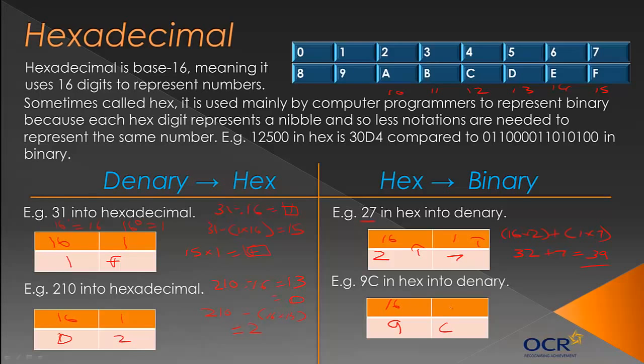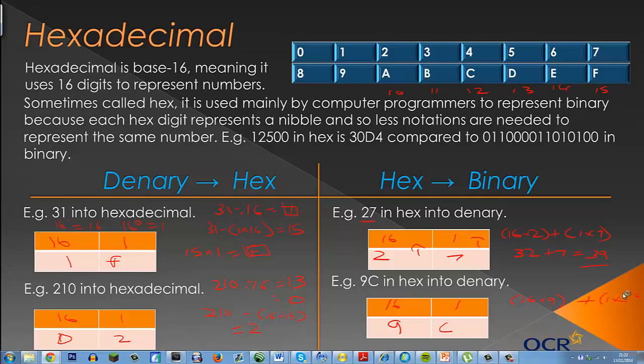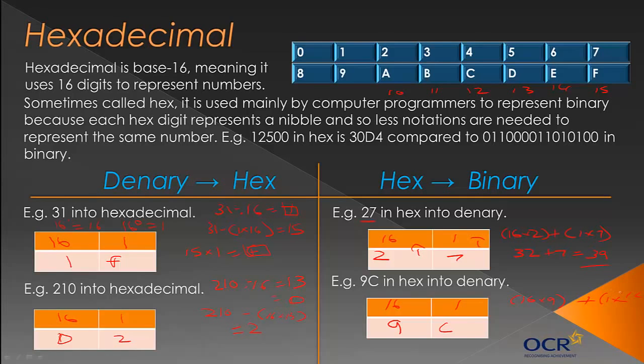Okay, so we do 16 times 9 plus 1 times C, and C represents 12. Oops, there we are. Going off my screen there. 16 times 9 is 160 minus 16, which is 144. Plus 12, which equals 156. Nice and easy, I think. That's possibly 3 or 4 marks that are really not that hard to gain.